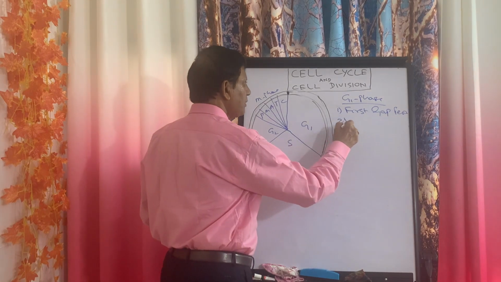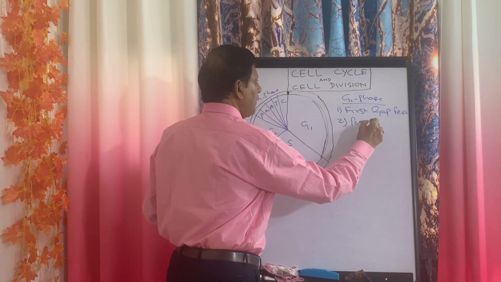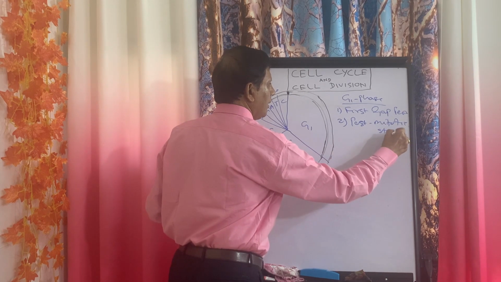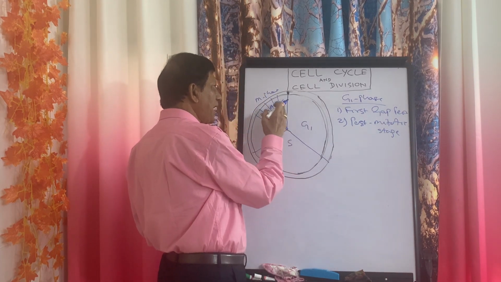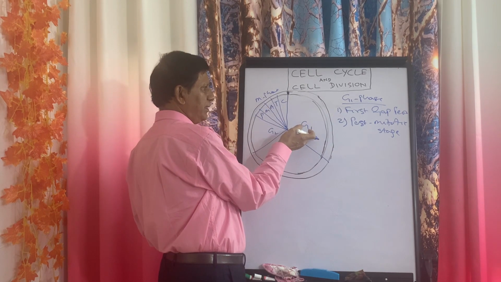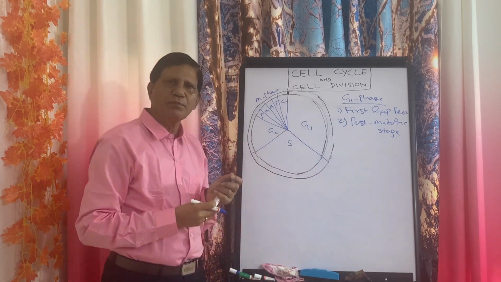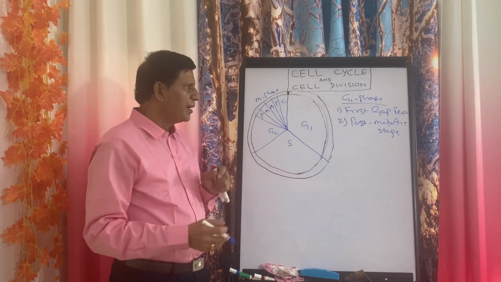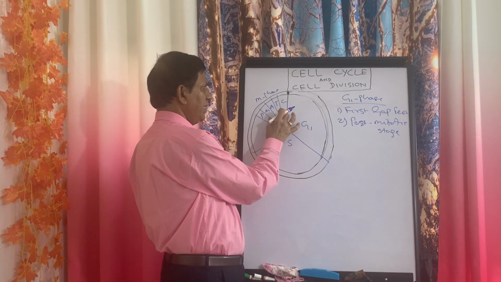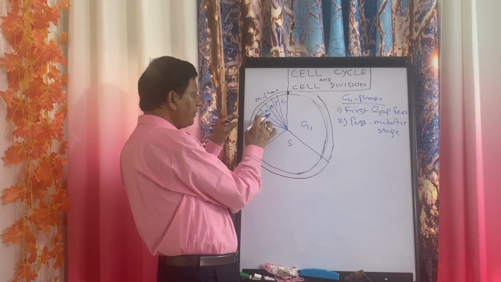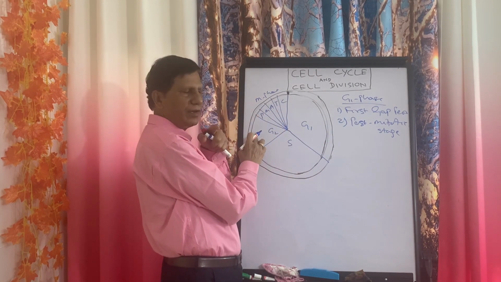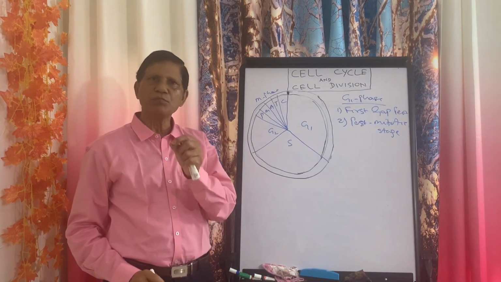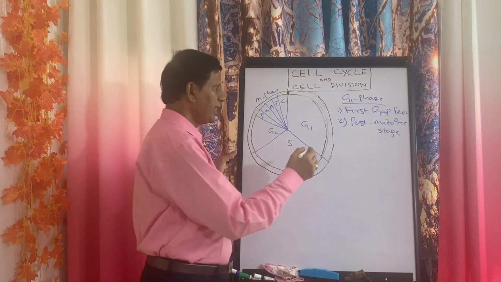It is also known as the post-mitotic stage. Post-mitotic means this stage occurs after mitosis is complete. Here again some students get confused: why do we call it post, why not pre? Because this is the M phase. Anything that takes place before it will be pre, but after it, post. That is why G1 is also known as the post-mitotic stage.